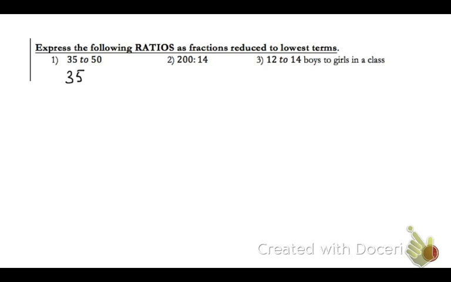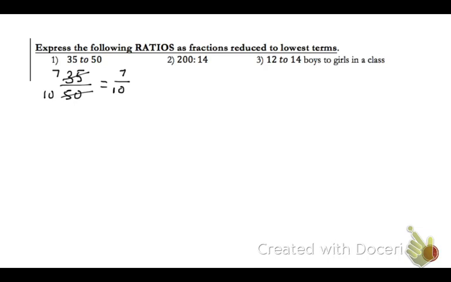So the first number is our numerator. Our second number is our denominator. Then to reduce a fraction to lowest terms, we think about a number that will divide both into the top and the bottom. So I can divide 35 by 5, and I can also divide 50 by 5. So this ratio in lowest terms is 7/10, or 7 to 10.